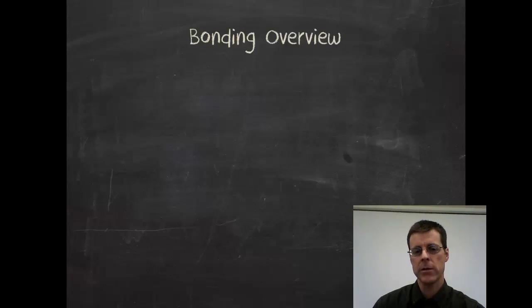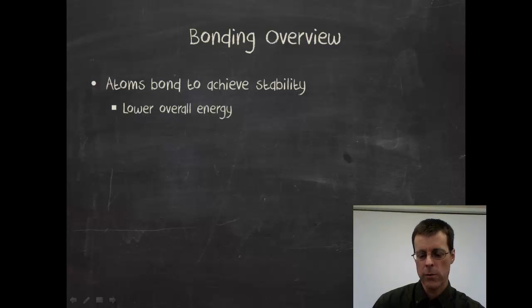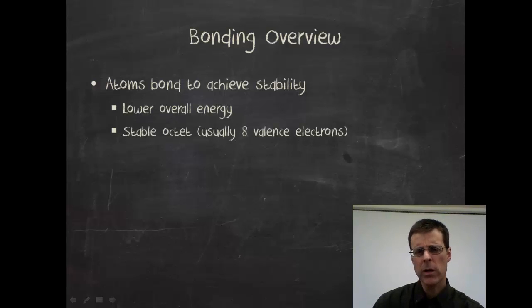Now, first of all, we need to understand about bonding. Bonding is so that atoms can achieve a stability. Now, what does a stability mean? Well, for us, it's going to mean a lower overall energy. We can also think of it as atoms achieving a stable octet, although stable octet will not always happen.